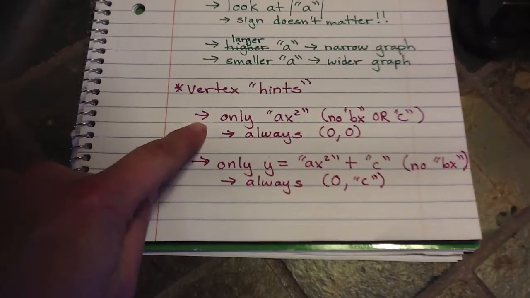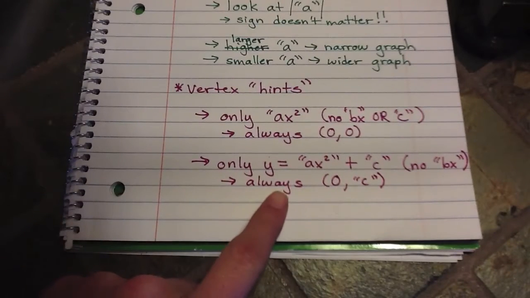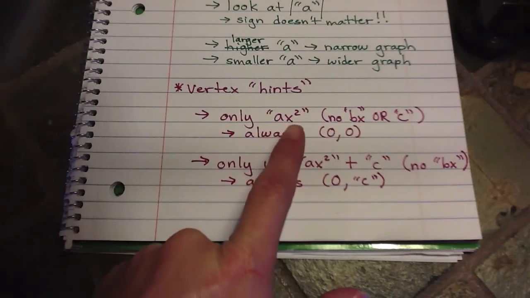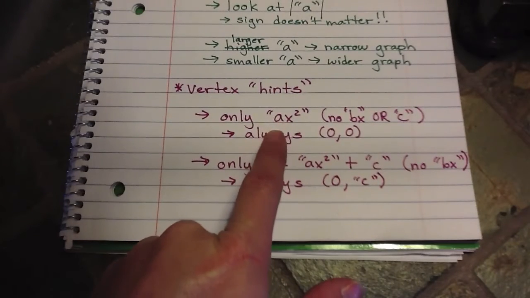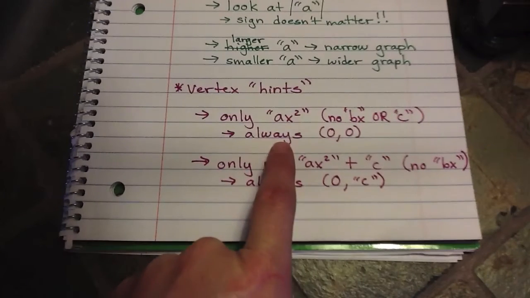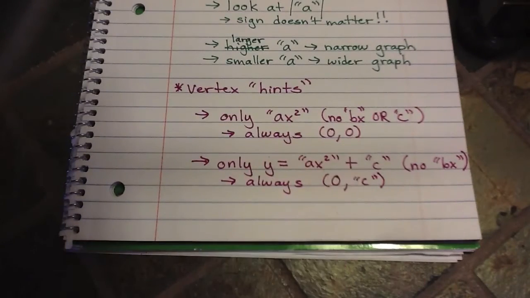This is the one we talked about today. This one you'll see probably tomorrow. But the hints here are that when you only see a y equals ax squared, there's no bx, there's no c, your vertex is always 0, 0. And that's what we talked about today.